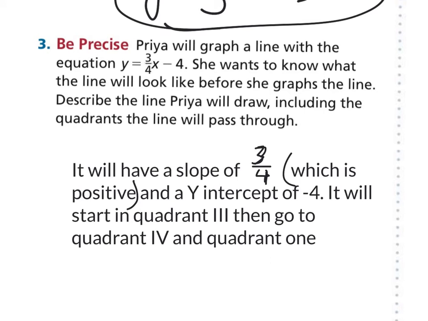So when we go to graph this, knowing what we do, y equals mx plus b, this is going to have a slope of 3/4, which is positive, so positive slope. Y-intercept is -4. It's going to start in quadrant 3, then go to quadrant 4 and quadrant 1. The quadrant part, don't worry about that so much as thinking about that we know what the slope and the y-intercept are going to be.